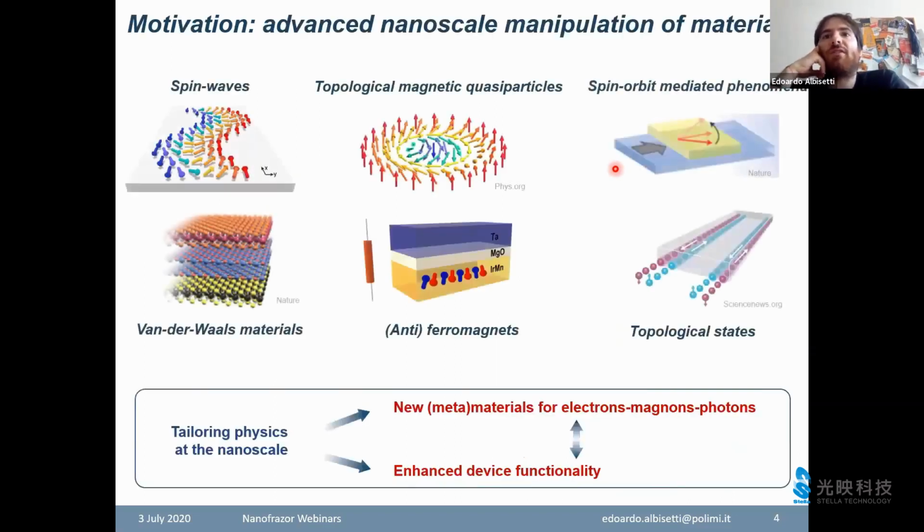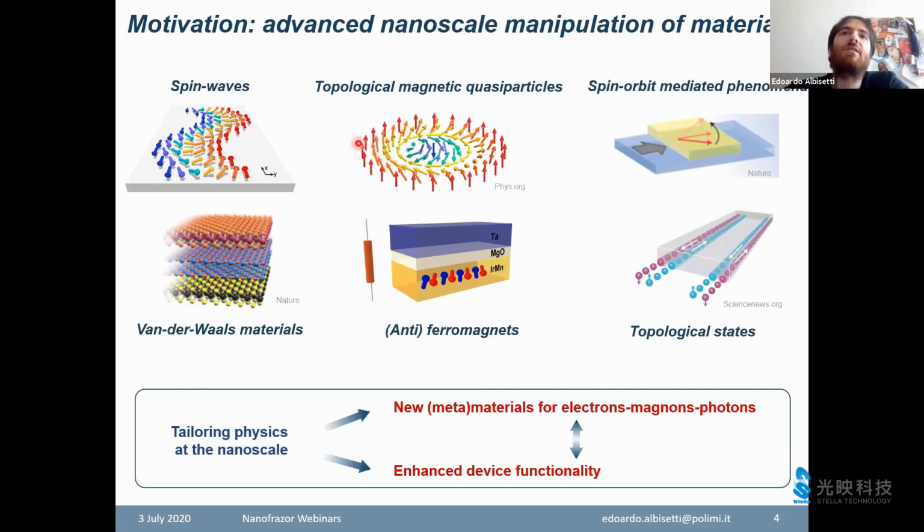So first of all, about the motivation, these are all the systems that we are interested in these days. The idea is that there has been a huge boost in the discovery of new materials and new physical phenomena that may benefit from the ability to control them at the nanoscale for building new devices, new materials, new metamaterials for controlling the interaction of quasi-particles like magnons, photons or electrons, or simply for the ability to find new physics that lives only in these particularly nanostructured materials.